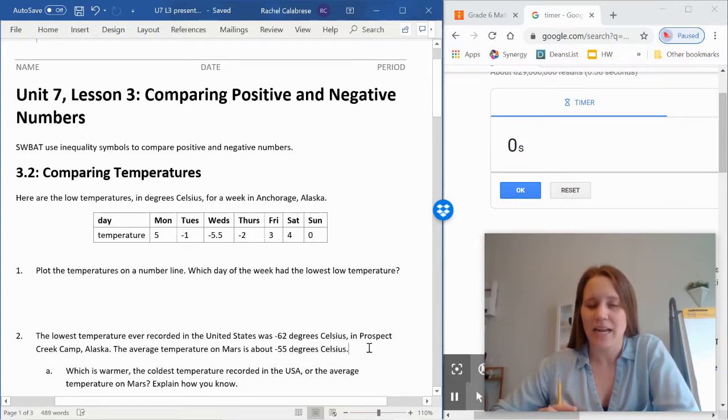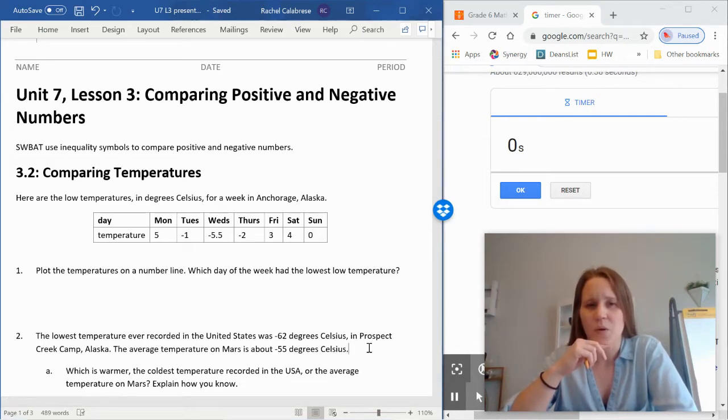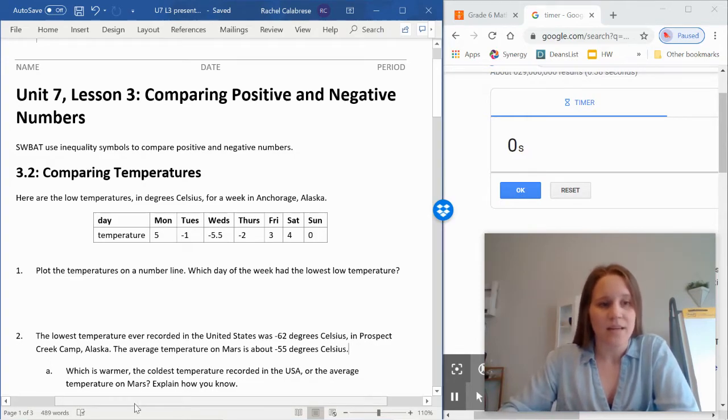Interesting. So I'm wondering if the lowest recorded temperature in the US is warmer or colder than the one on Mars. Maybe you already have an idea. A, which is warmer, the coldest temperature recorded in the USA or the average temperature on Mars? Wow, this is exactly what I was wondering. And then explain how you know.